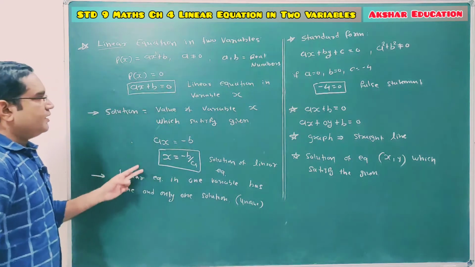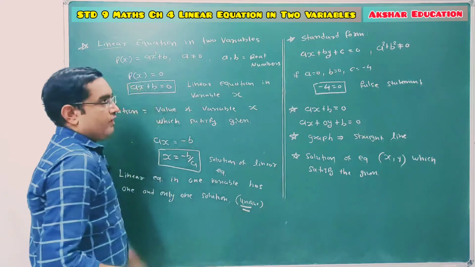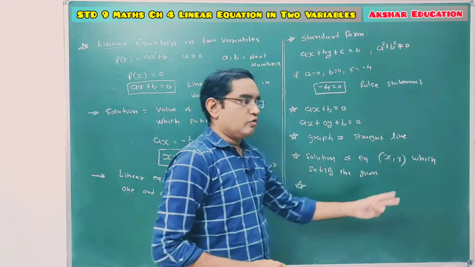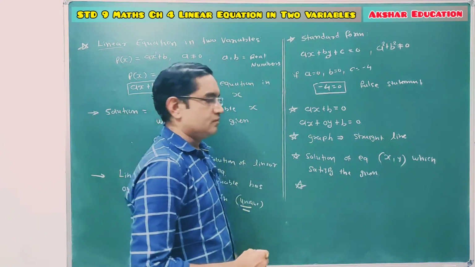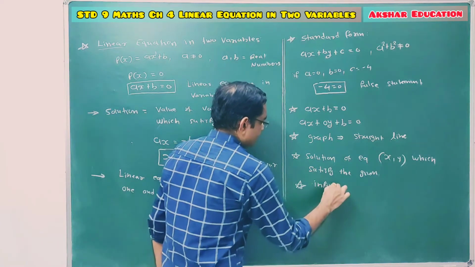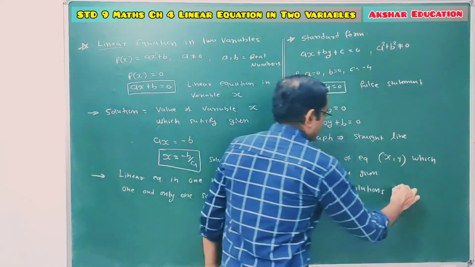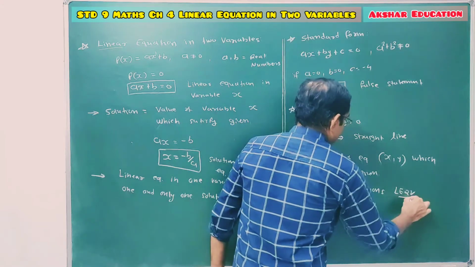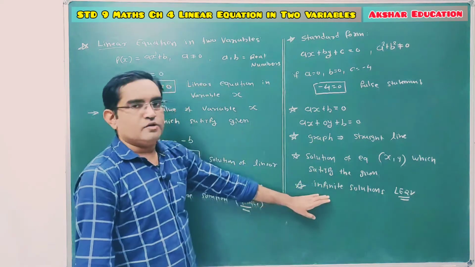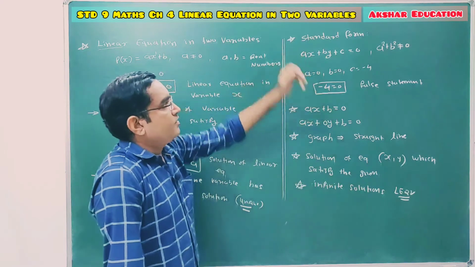Now, for the linear equation in one variable, only one unique solution is there, while in the case of a linear equation in two variables, as there is an ordered pair, we are getting infinite solutions. How many solutions? There are infinite solutions. Linear equations in two variables have infinitely many solutions. We are getting infinite values of x and y which can satisfy the given equation.